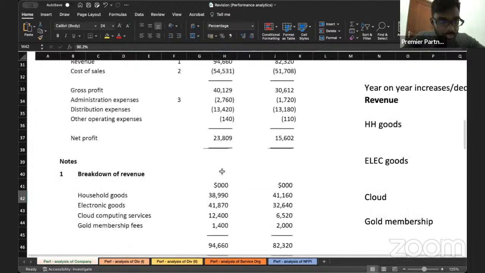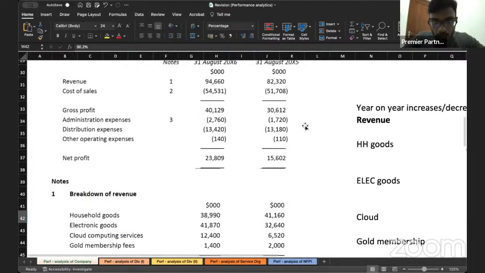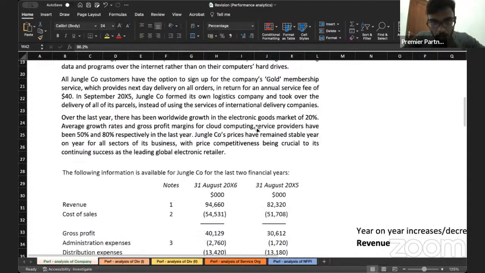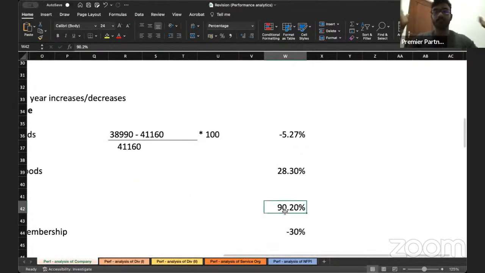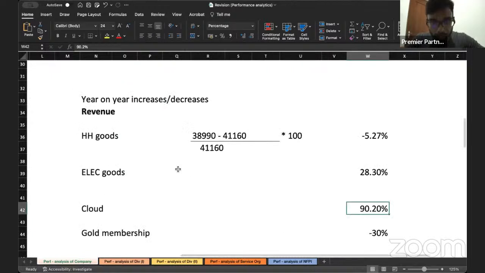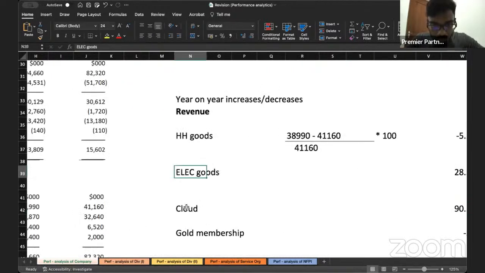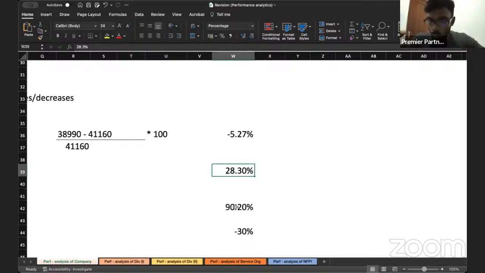They tell you that the average growth rate for cloud computing has been 50%. Your growth rate has been 90%. Again, you have surpassed global rates. Solid, brilliant. So what does that tell you? You need to focus more on electronic and cloud computing because you have beaten worldwide growth rates.